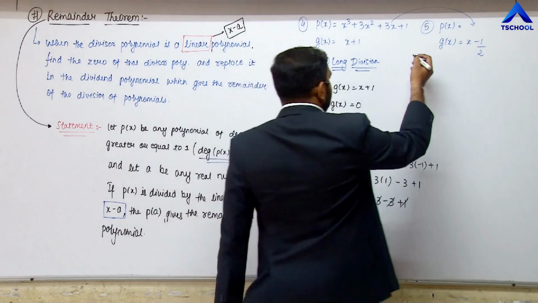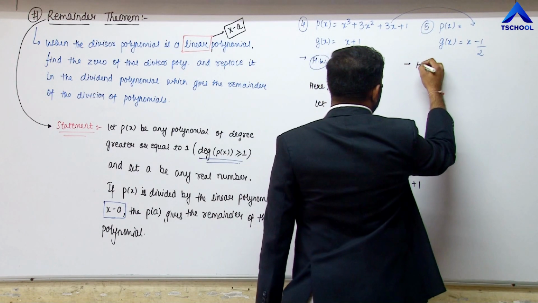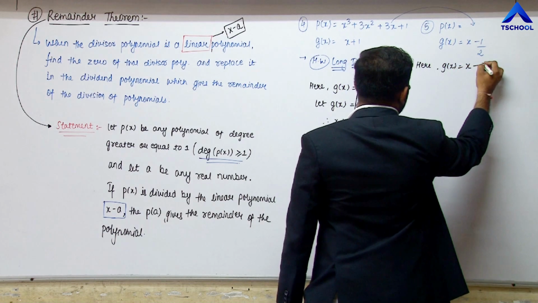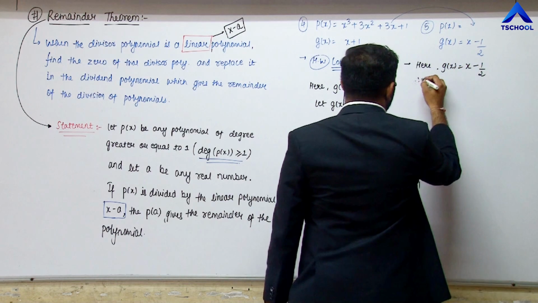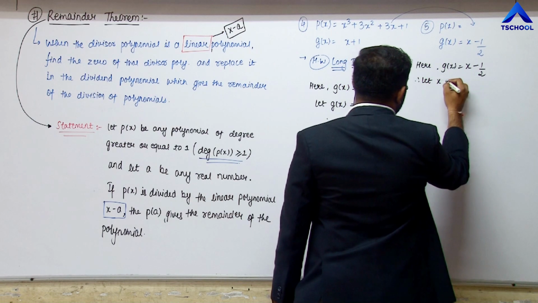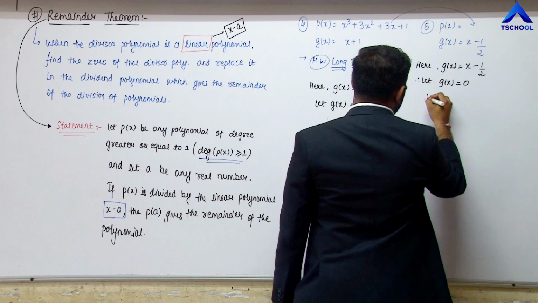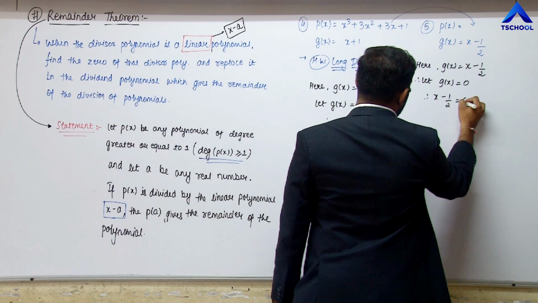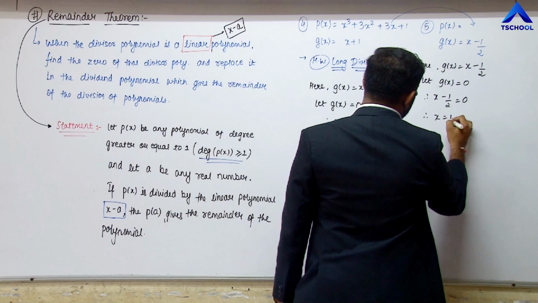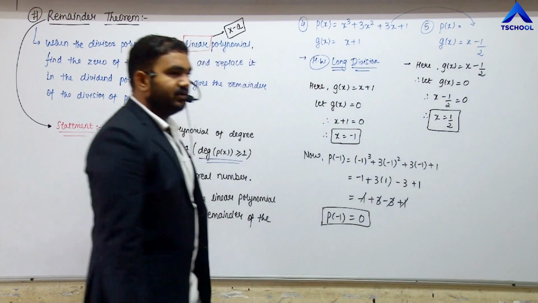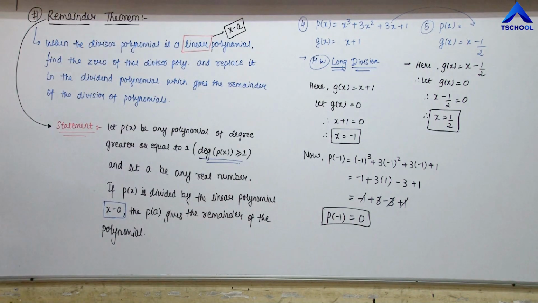Let me solve it for the next one. This will be somewhat complicated. Here g of x equals x minus 1 by 2. Therefore, let g of x equal 0. Therefore, x minus 1 by 2 equals 0. And hence x equals 1 by 2. So we got the value of x, that is 1 upon 2. Now, first of all, note this down, friends, so that I can move on there, because I'll need some space over there.